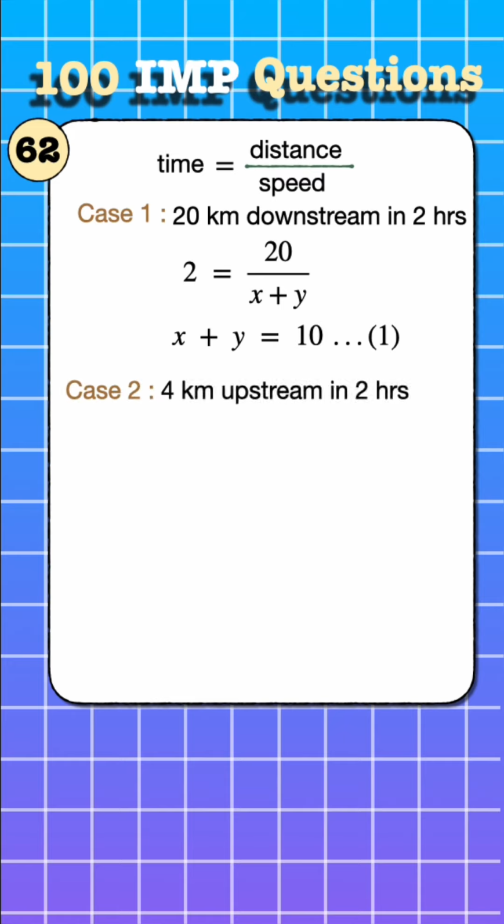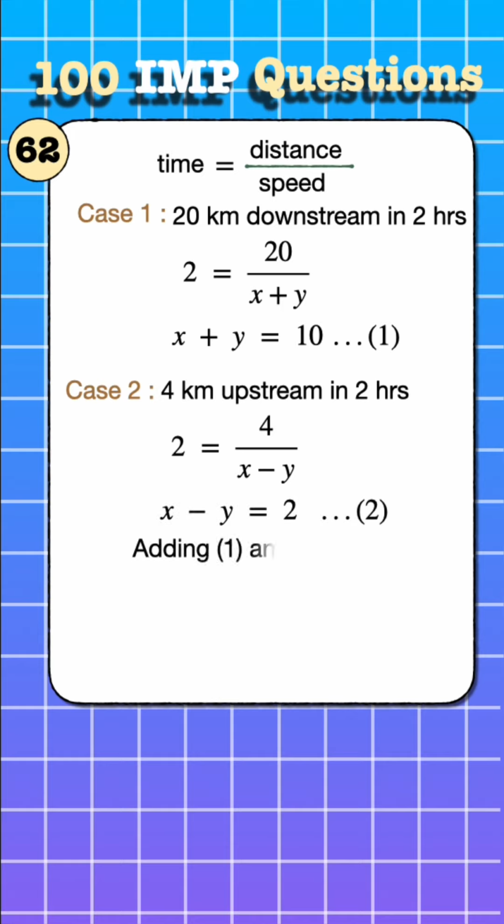Second condition, 4 kilometers upstream in 2 hours. Time is 2 hours, distance is 4 km and upstream speed is x minus y. So that will give you x minus y equal to 2. Equation number 2. Let's solve these two equations.